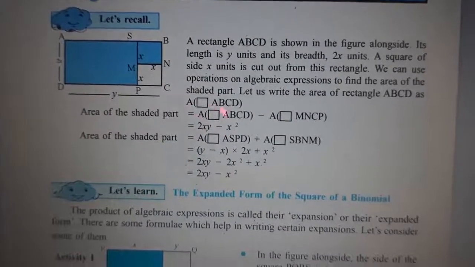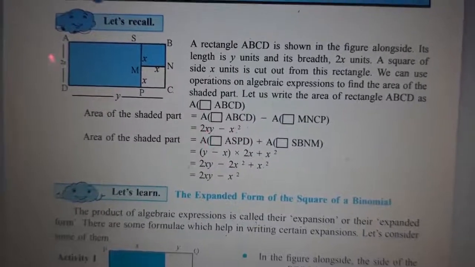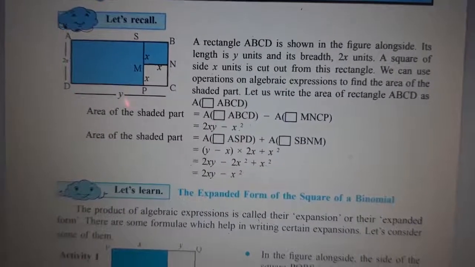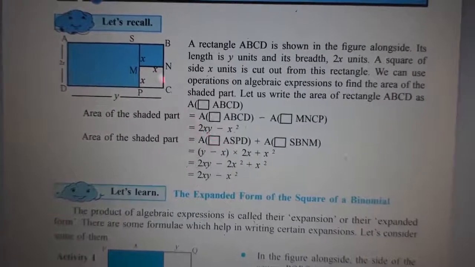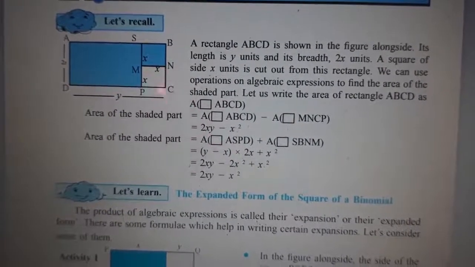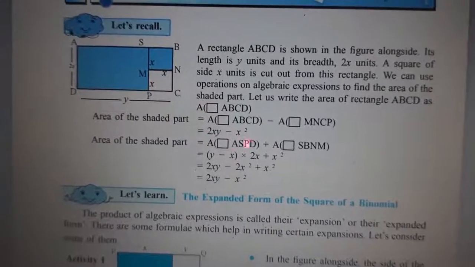So the area of quadrilateral ABCD will be 2xy. See here, this is 2x and this is y, length into breadth. So 2x into y, 2xy, minus area of square, which is side square, correct? So it is x square. Understood? 2xy minus x square.